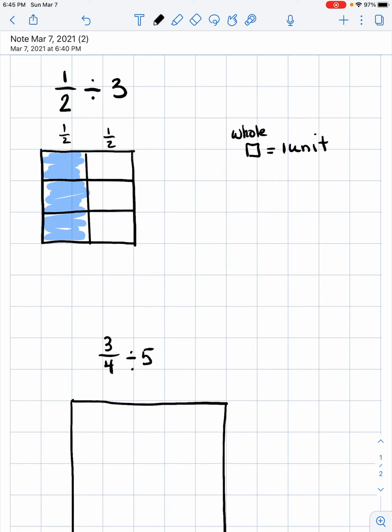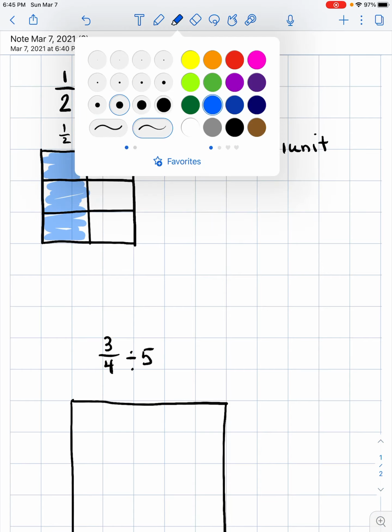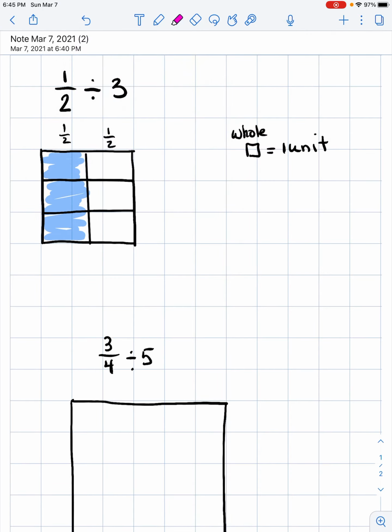Now, how do we find our answer? Well, when we use division, if I'm taking a half and dividing it by 3, I am really only interested in one piece, right? If I have 1/2 pound of candy and I divide it among 3 people, I want to know what each person gets. So I'm only interested in one of those sections. And so I am going to shade 1/3 of the whole unit.